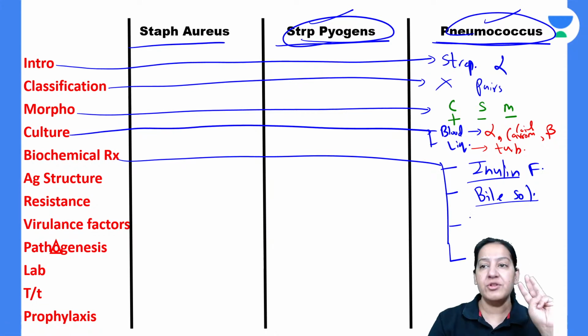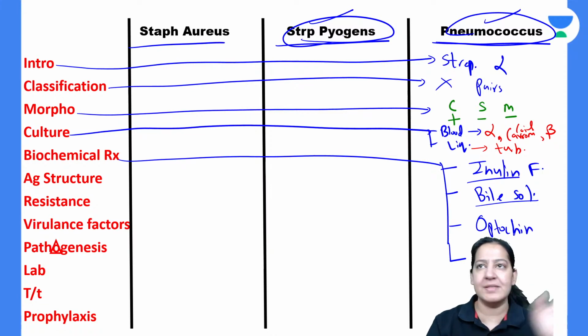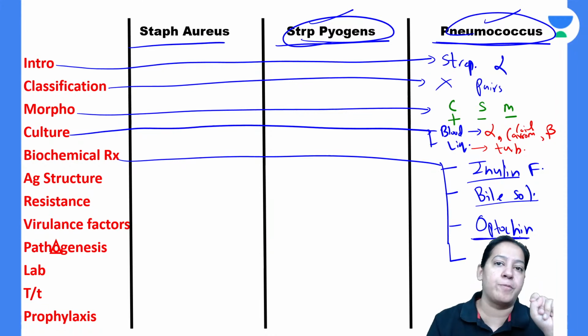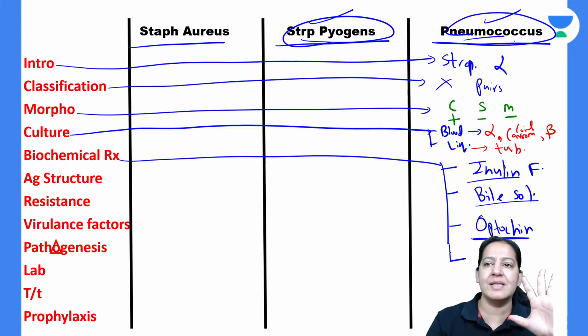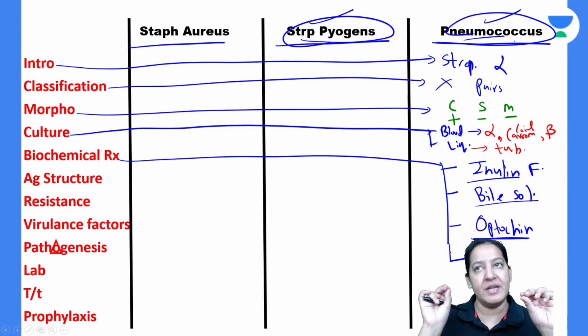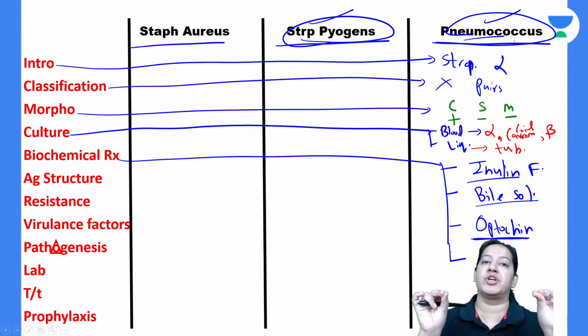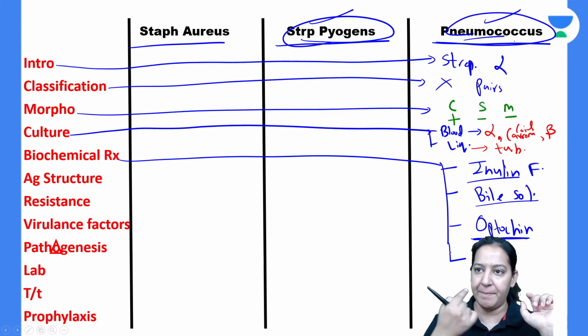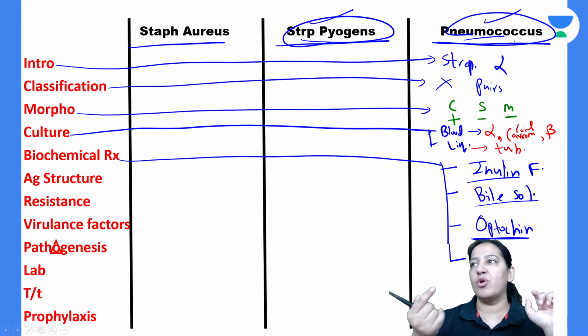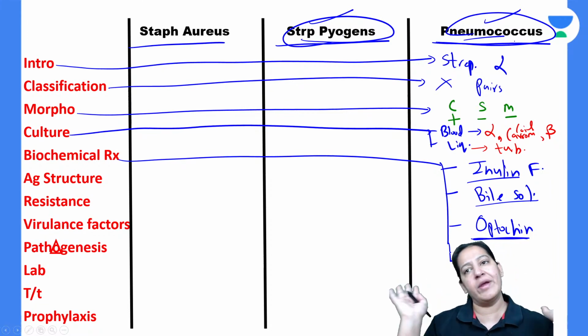Number 2 done. Number 3, optochin. Learn the chemical optochin. It is an antibiotic in presence of which pneumococcus cannot grow. Pneumococcus is sensitive to optochin, which differentiates it from other streptococcus. Other streptococcus are not sensitive to optochin, but pneumococcus is. So that is known as the optochin sensitivity test. We can take a filter paper of optochin and see that the colonies are not growing around the filter paper and are growing everywhere else.